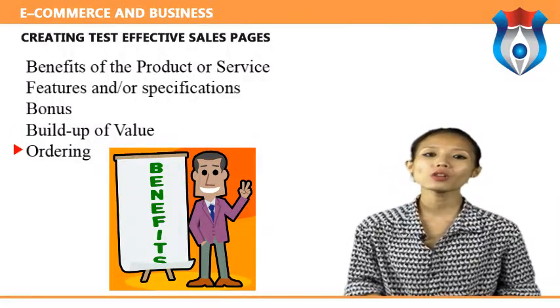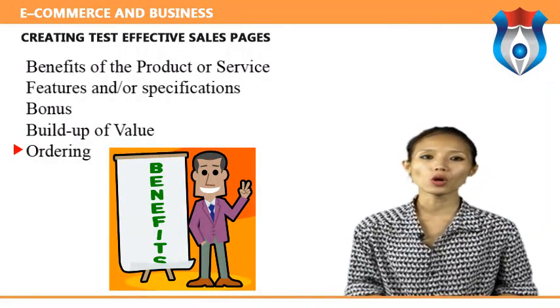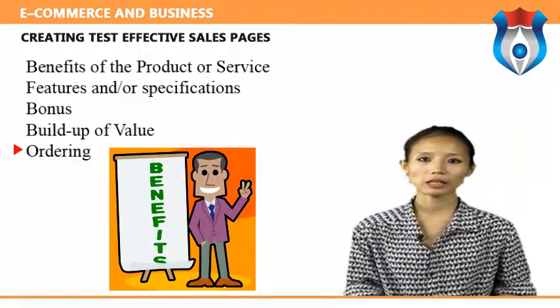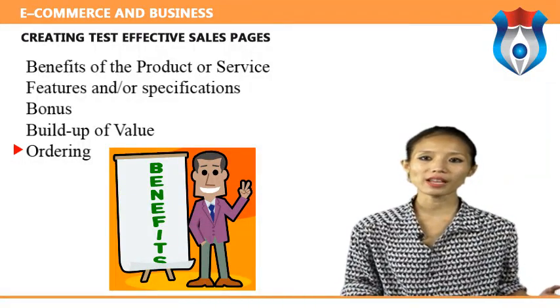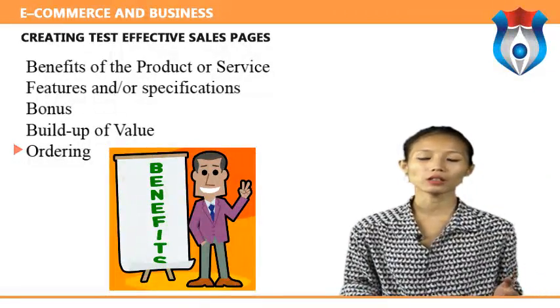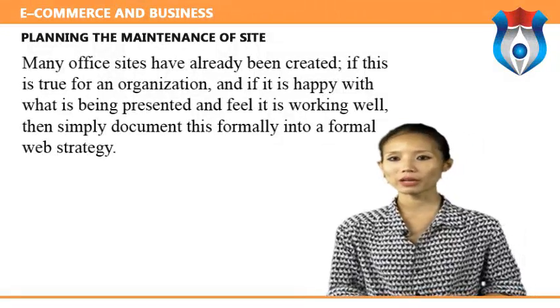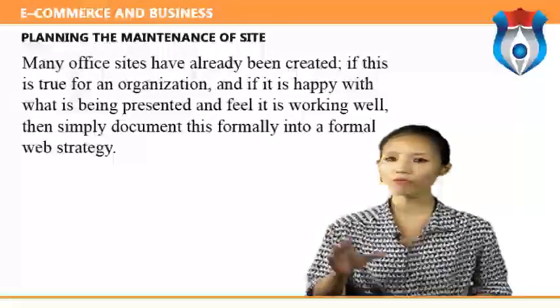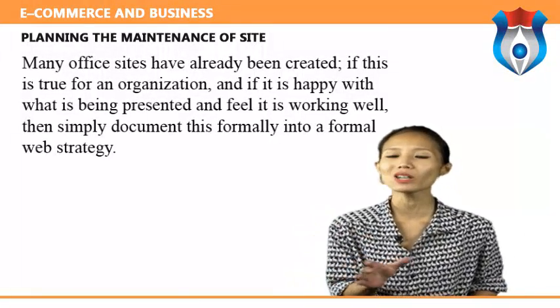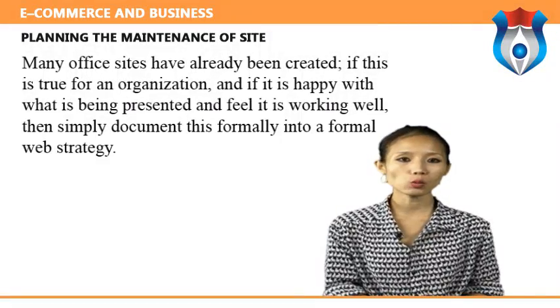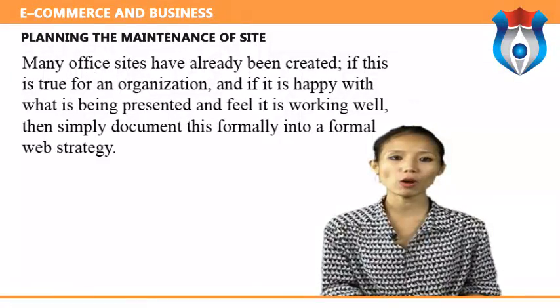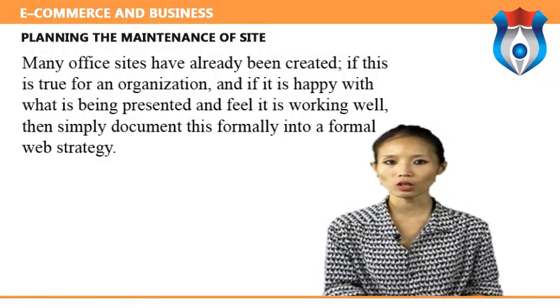Ordering. First, remember to ask for the order. Make an order now link. Then make the ordering process and instructions absurdly clear. Many offer sites have already been created. If this is true for an organization, if it is happy with what is being presented and feels it is working well, then simply document this formula into a formal web strategy.